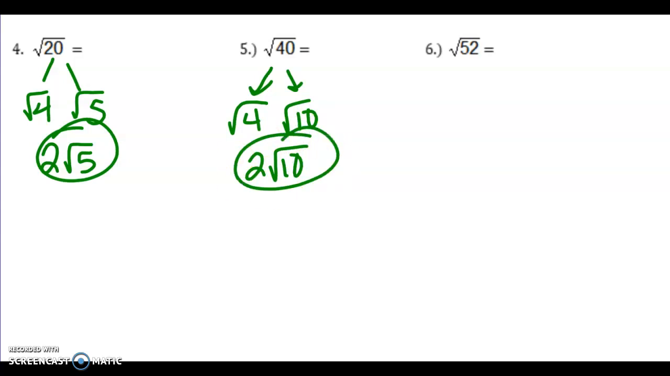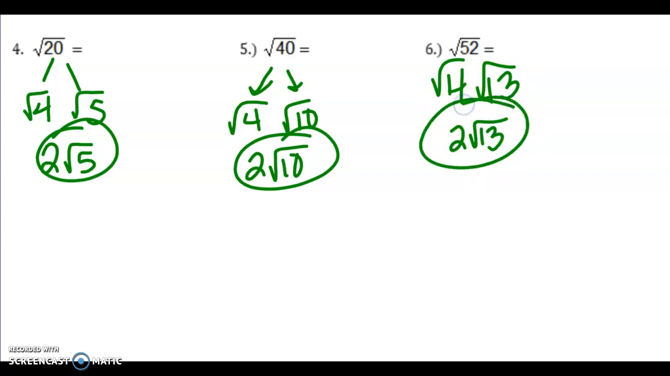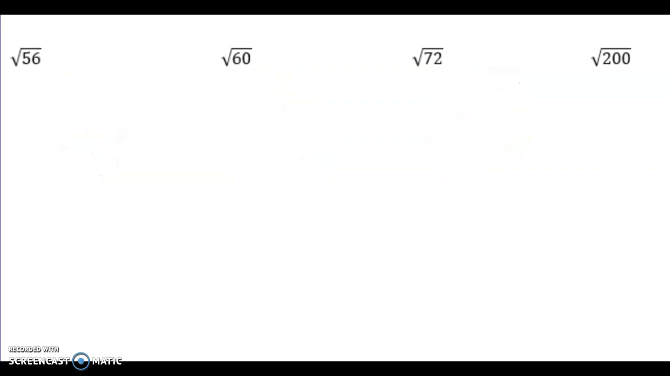Now 52. So 52 is not a common one that you would think of. So you might have to pull out a calculator, and I would go through and think 52 divided by 4. That's going to work out perfect. So it'd be the square root of 4 and the square root of 13, because 4 times 13 is 52, which would give me 2 square root of 13. I know that 13 is not a perfect square because it is a prime number. So the only things that go into it are 1 and 13.